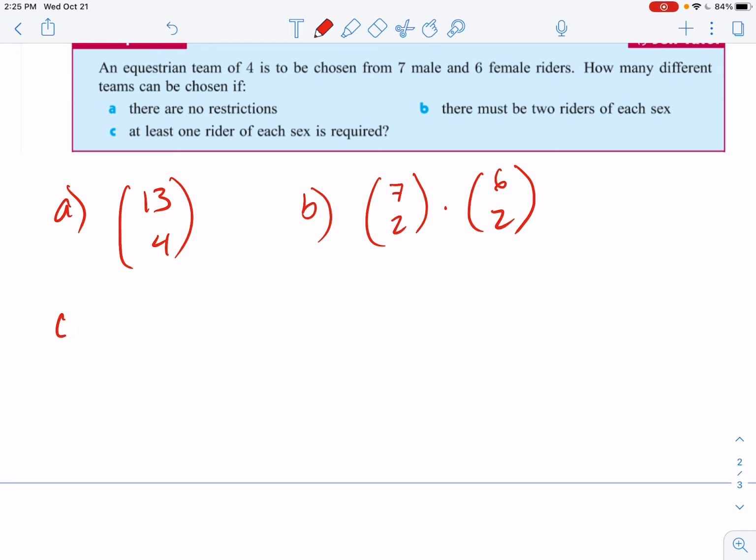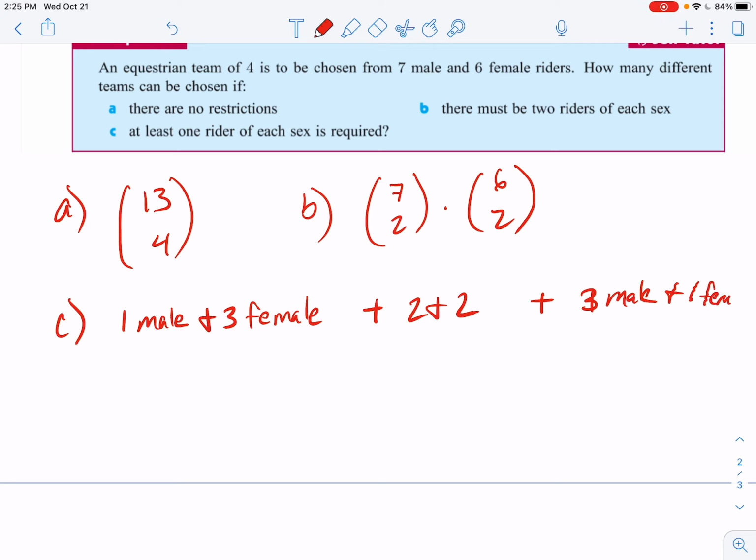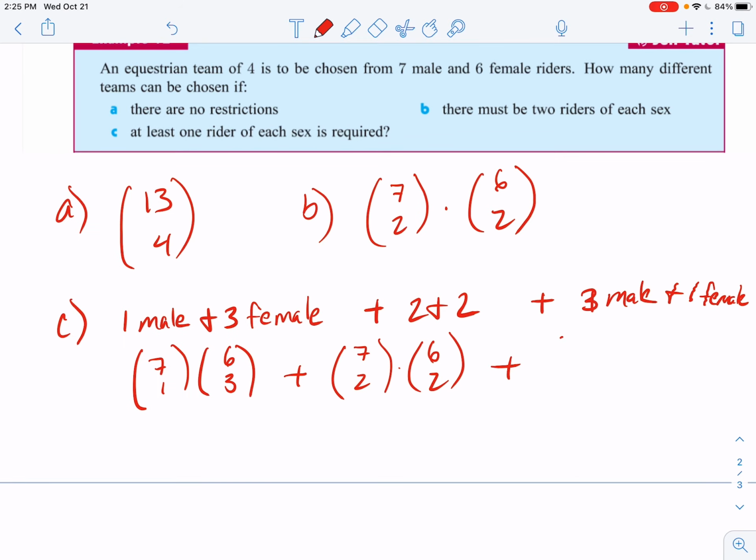Okay, so with this one, we could have 1 male and 3 female, or we could have 2 and 2, or we could have 3 male and 1 female. So this is 1 male, 7 choose 1, times 3 female, 6 choose 3, plus 7 choose 2 times 6 choose 2. I guess I don't have to write that dot in the middle. Plus 3 male, which is 7 choose 3 times 6 choose 1. So we'd grab a calculator and figure all that out.